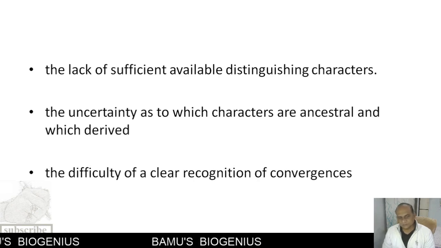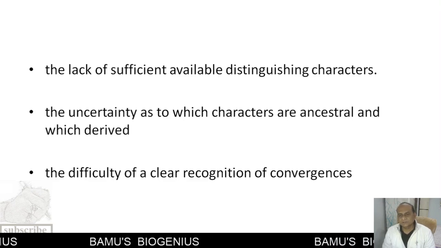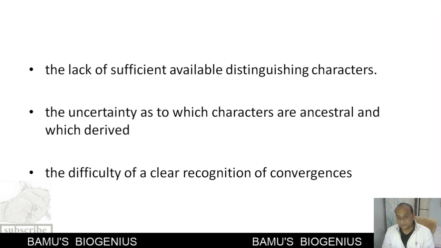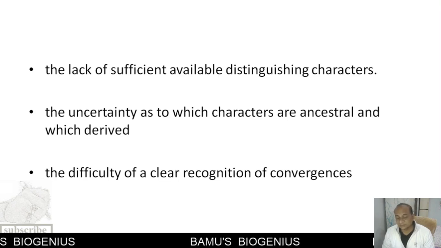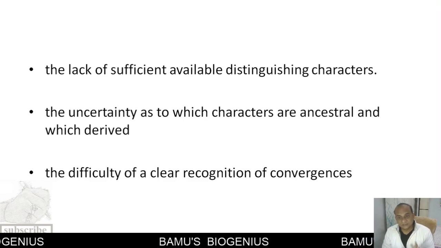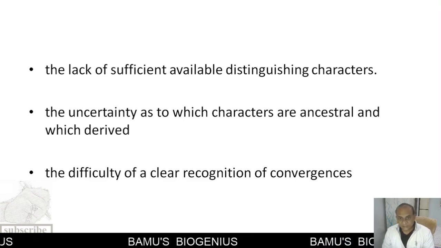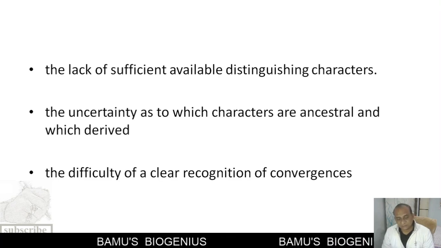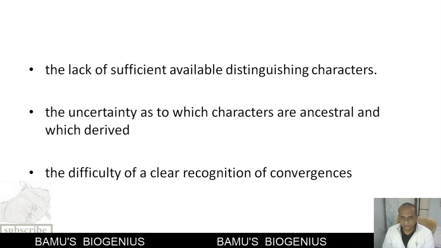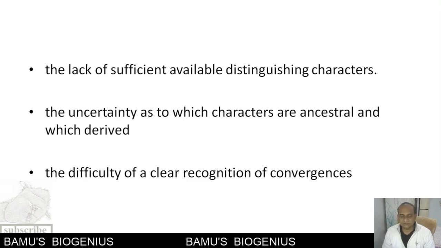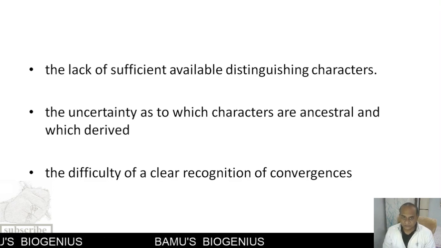Now the last demerit is the difficulty of clear recognition of convergences. As we know, convergent evolution means the appearance of a similar type of characters in two very different lineages which are not related to each other, but still have similar characteristic features. In such taxa, we cannot make a cladogram with these convergent entities, or we can say with two lineages which show convergent evolution. So these are all the difficulties in cladistics.